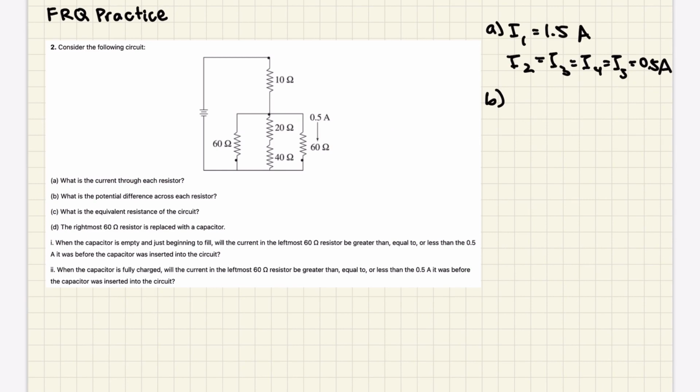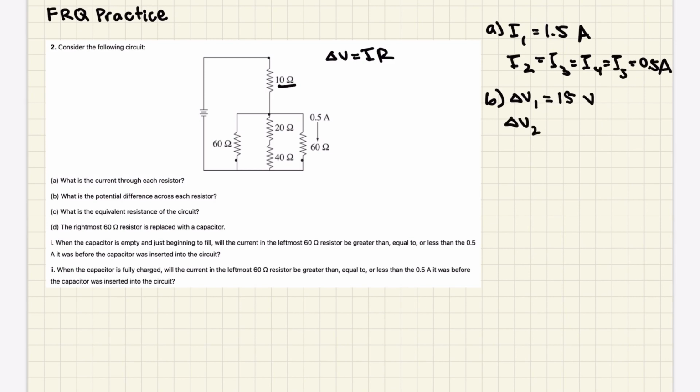What about part B? It says the potential difference across each resistor. Okay, that's pretty easy. We know the current, we know the resistance, we just have to find potential difference. That's just Ohm's law 5 different times. And so here we have 10 ohms, 1.5 amps. Ohm's law says that delta V is equal to I times R, and so we just multiply them together. We have delta V1 is equal to 1.5 times 10, or 15 volts.